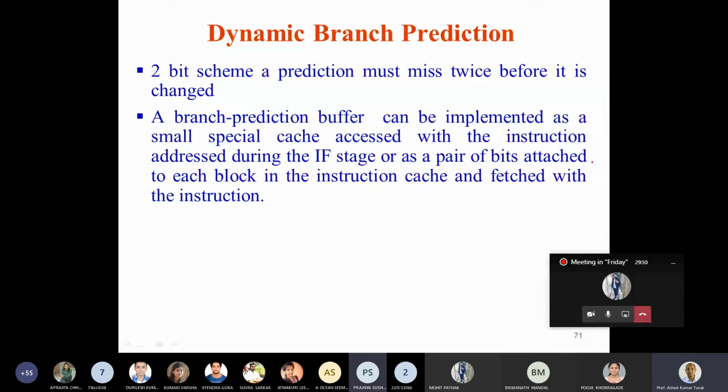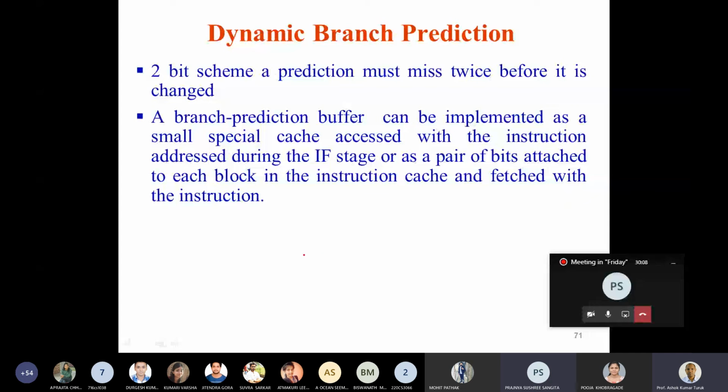Hello, sir. Sir, in the last example, if the last time the branch instruction was taken, why will the 1-bit buffer say not taken? Can you please explain that again? I didn't get it. Okay.